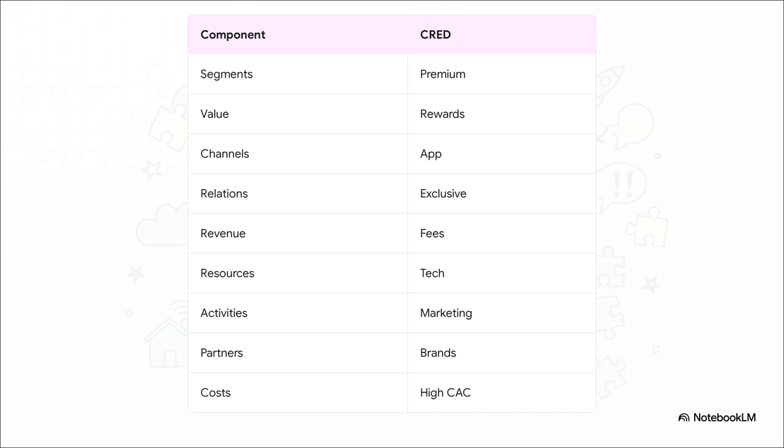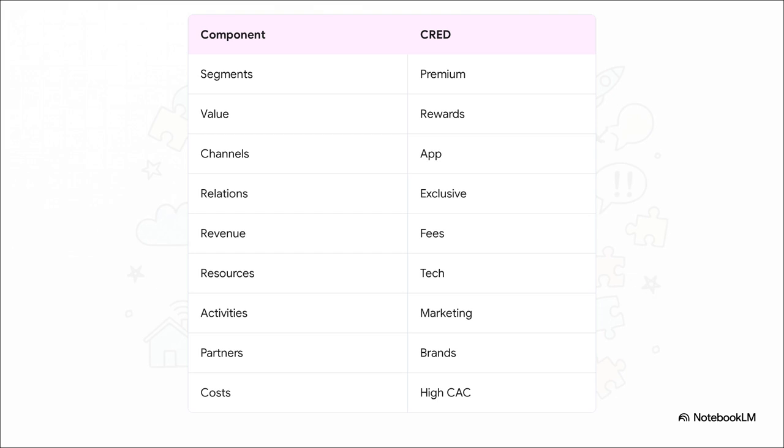Cred doesn't go after everyone. Their segments are strictly premium users with high credit scores. And their value proposition? It's rewarding them just for paying their credit card bills on time. To deliver this, their main channel is an exclusive members-only mobile app, and they manage those customer relationships through a clever mix of elite exclusivity and highly addictive gamification. Think spinning wheels for rewards. To actually make money, their revenue streams tap into partner brand fees, commissions from Cred Cash loans, and Cred Pay transaction fees.